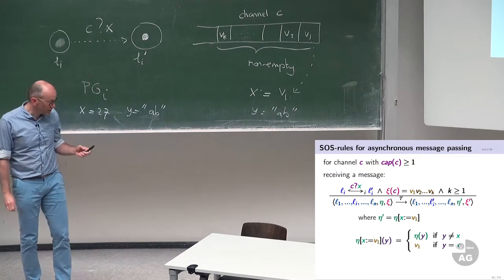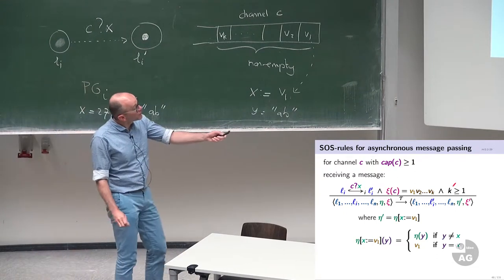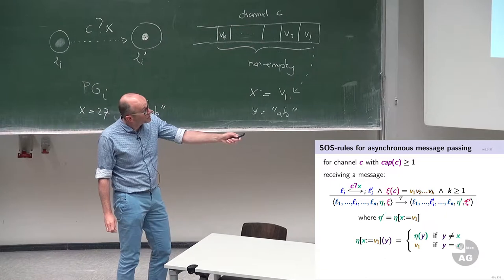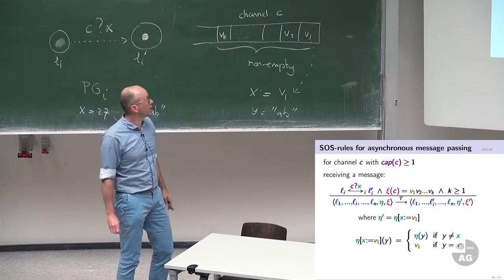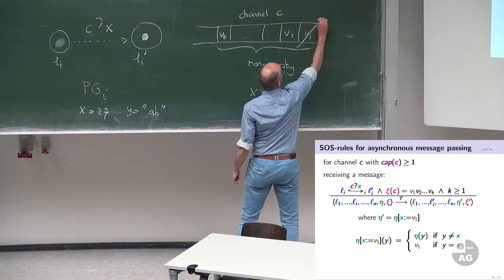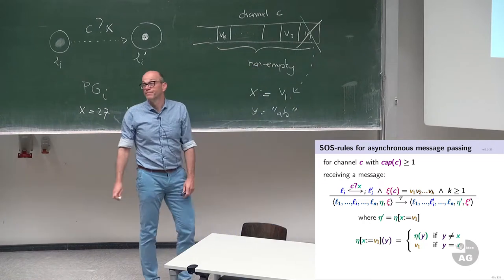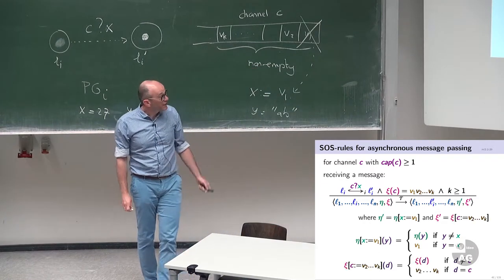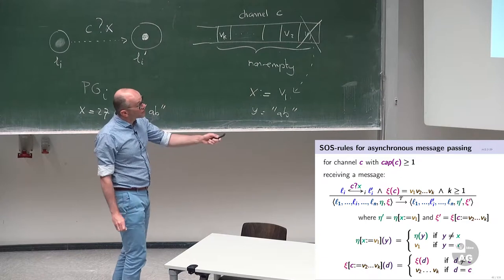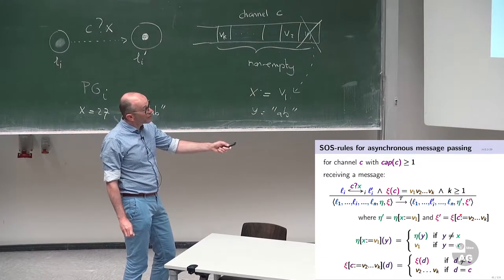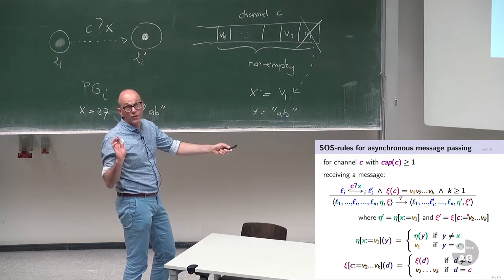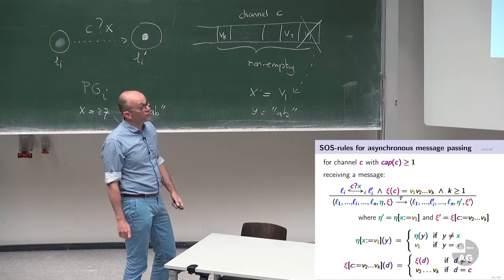What else is going to change? Well, the buffer. That's indicated by this psi prime. What's the effect that we have to describe? We have to describe that this message is deleted from the buffer, and that's exactly what this function does. So this psi prime is only affecting channel C. Every other channel remains the same. And that's formalized as follows.